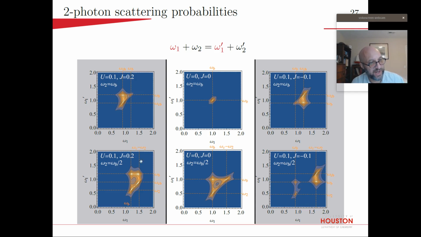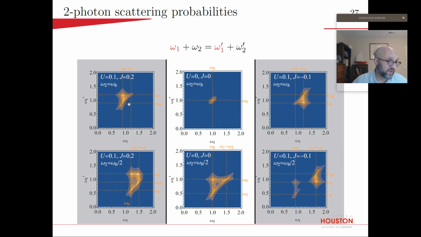If I set omega 2 to be resonant with this intermediate state, what we can point out is a few things right away. Notice that in this case, this would be the H aggregate case. I can see both omega B, which is the exciton case, the dark exciton, which you would not see in an emission spectrum.